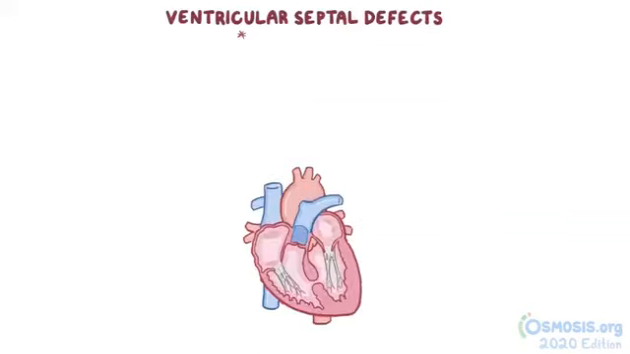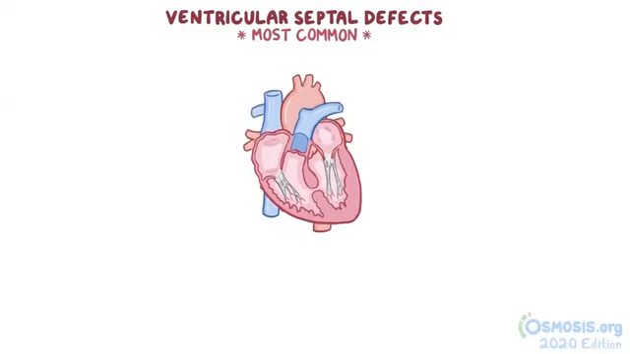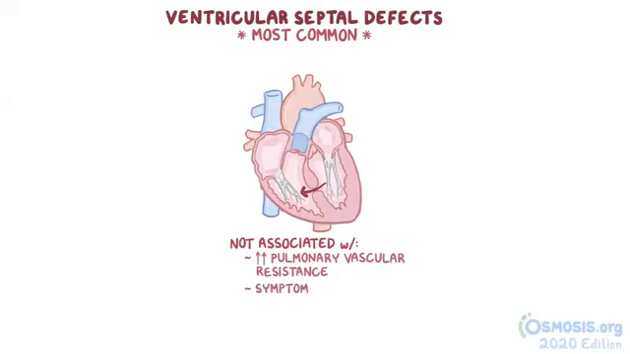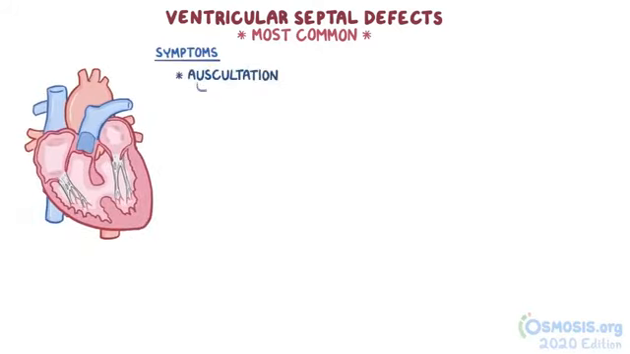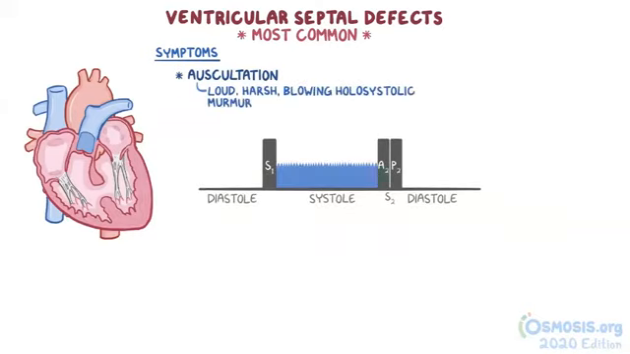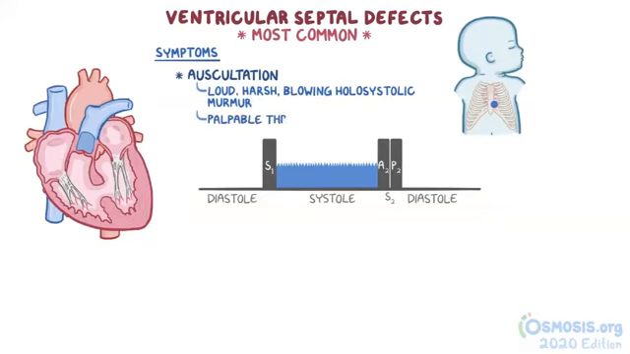Ventricular septal defects are the most common pediatric heart defects. A small defect leads to minimal left-to-right shunting across the ventricles, and is not associated with any increase in pulmonary vascular resistance or with any symptoms. Larger defects can be heard on auscultation as a loud, harsh, or blowing holosystolic murmur, and are best heard over the lower left sternal border. There may also be a palpable thrill.